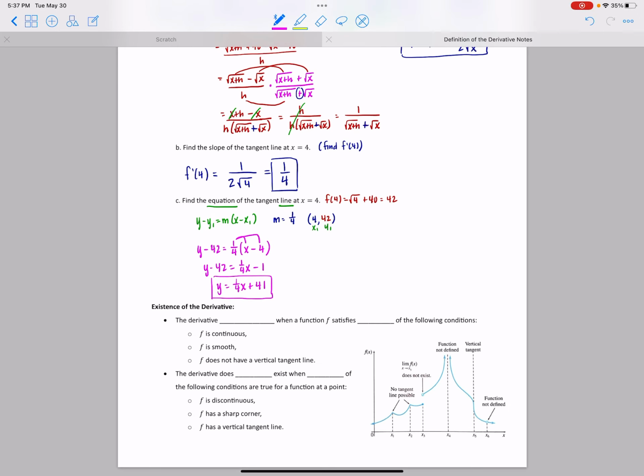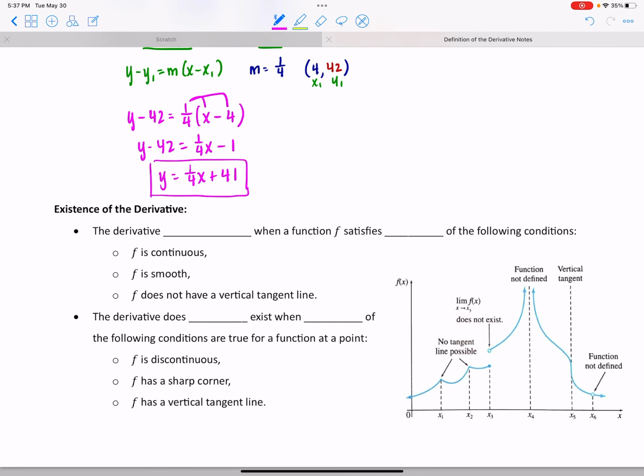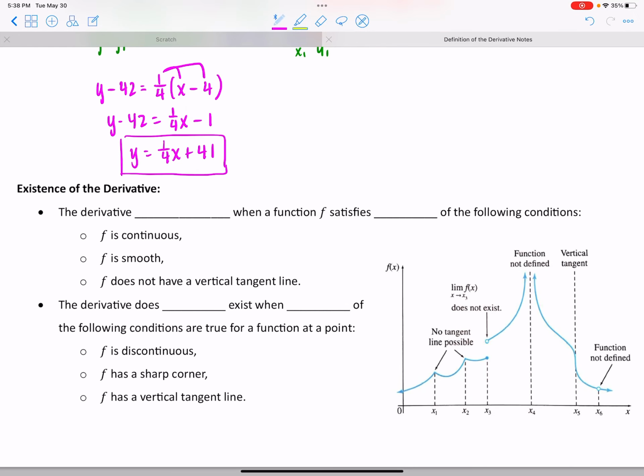Now, sometimes finding a derivative isn't possible. There are a couple of stipulations, a couple of places where we can't differentiate or we have functions that are not differentiable. So I just wanted to make sure that we saw these scenarios. So the existence of a derivative. The derivative exists when a function, let's again call it f, satisfies all of the following conditions. So we're only going to be able to differentiate if we have a continuous function, so it can't be discontinuous.